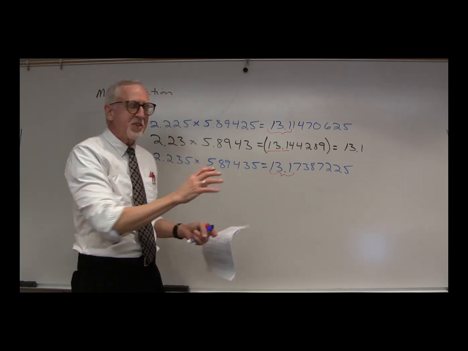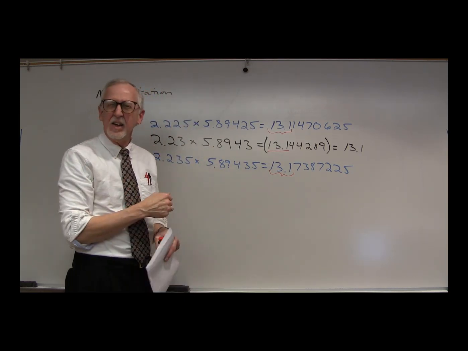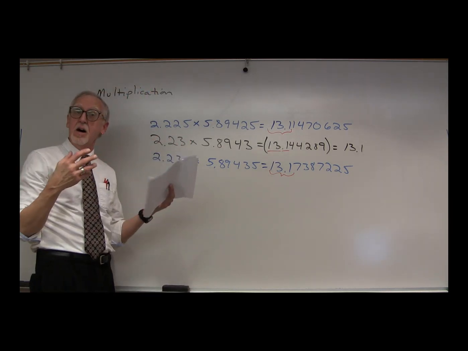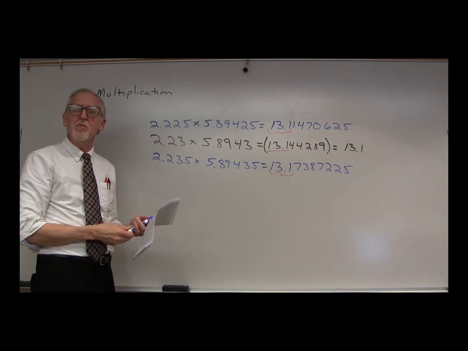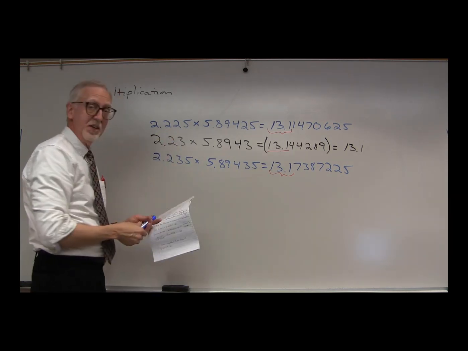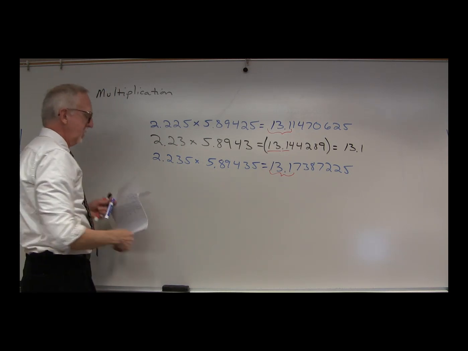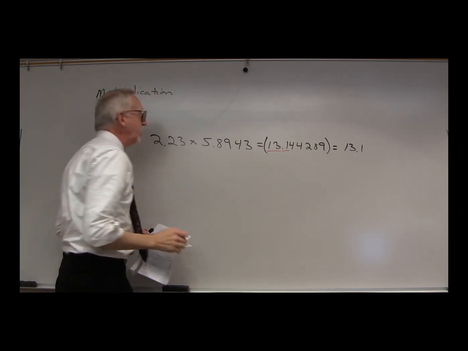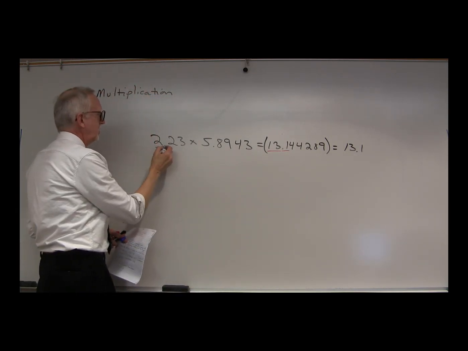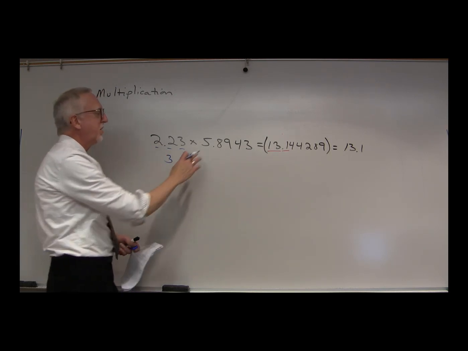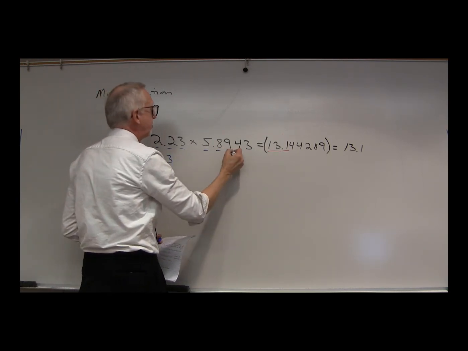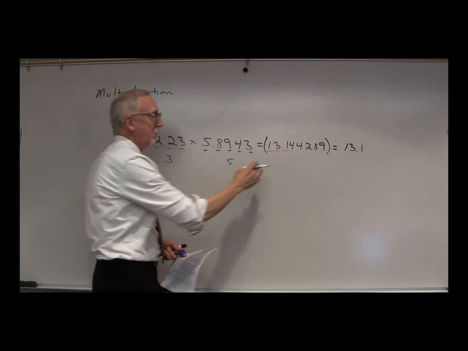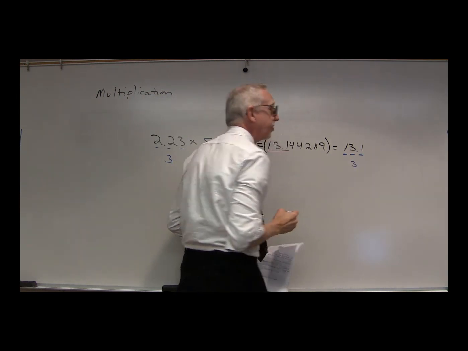Therefore, this gives us an idea of where we're going to go with this. I haven't proved this, obviously, for any case, but there's a very general rule of thumb that we will be using. How many significant figures does 2.23 have? 1, 2, 3. That's 3 sig figs. What about 5.8943? 1, 2, 3, 4, 5. Has 5 sig figs. How many significant figures can we keep in our answer? Well, 13.1, we can keep 3.